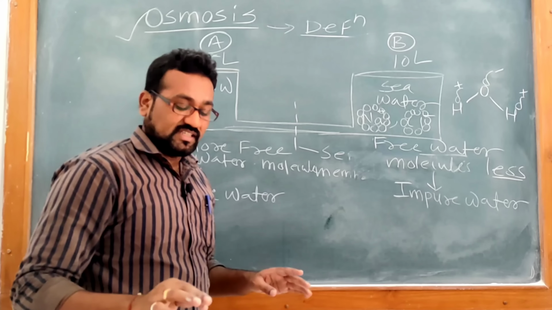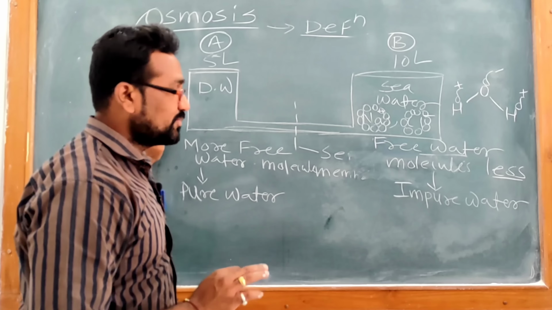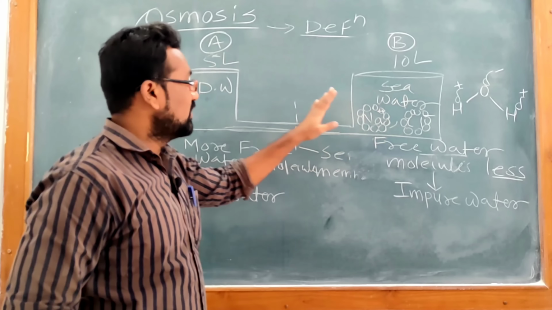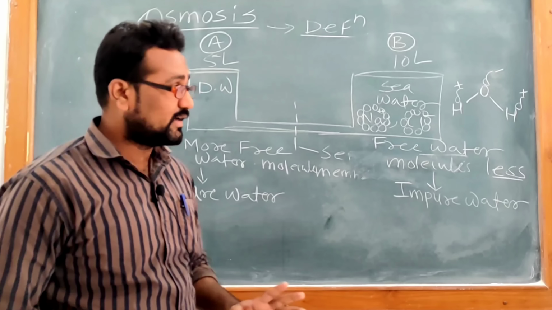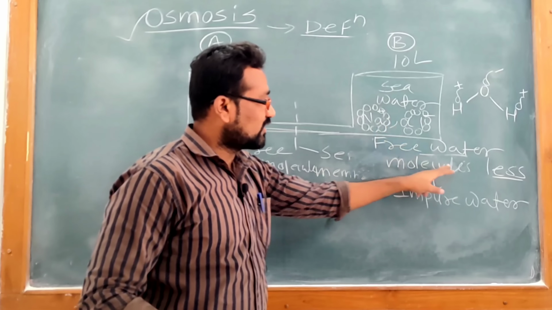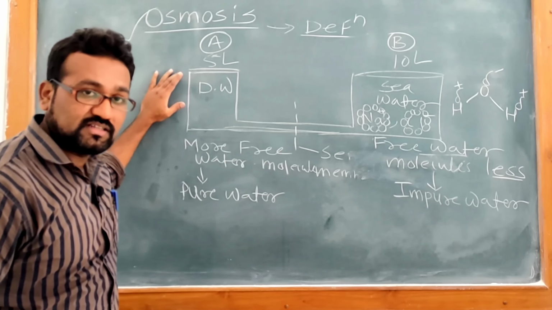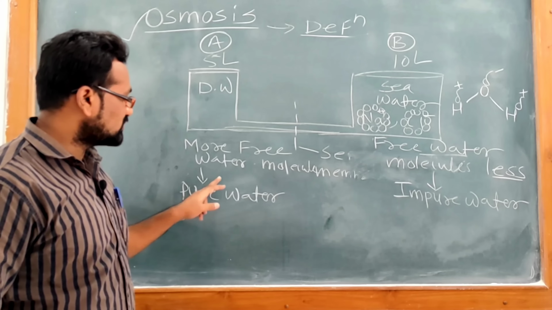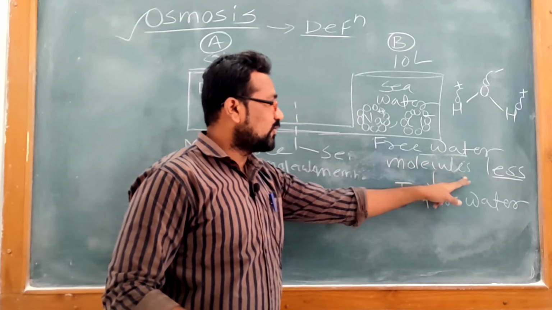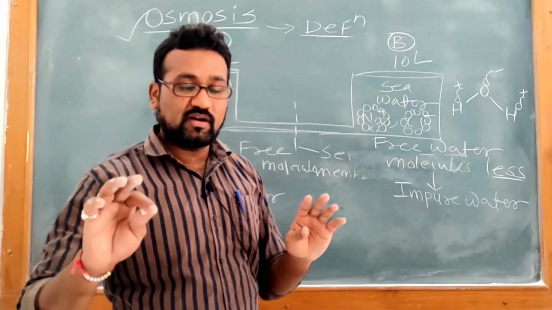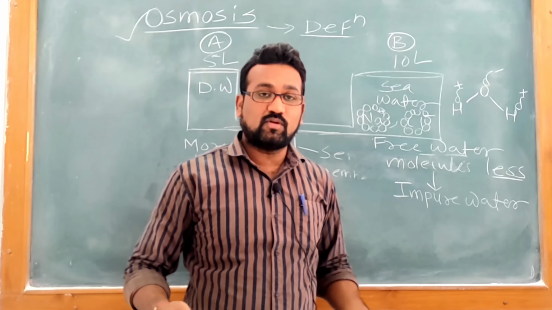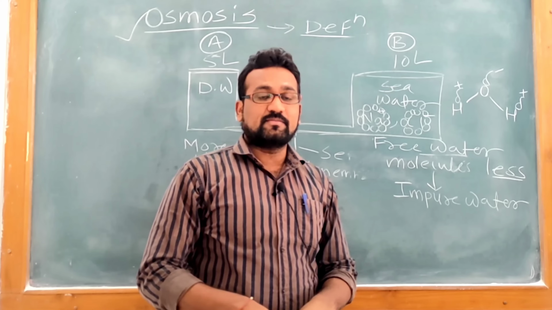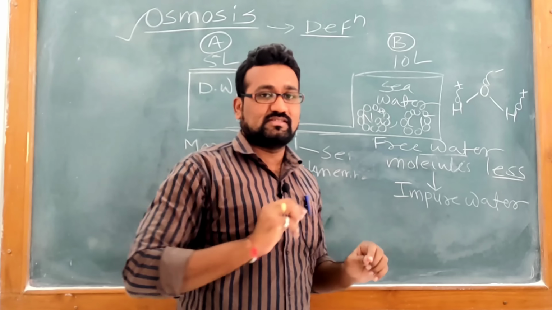So I am telling you step by step what osmosis is. First understand this example. We have two beakers, a 10 liter beaker and a 5 liter beaker. In the 10 liter beaker we have 10 liters of sea water, and in the 5 liter beaker we have 5 liters of distilled water. But although 10 liters of sea water is there, the free water molecules are less. In the 5 liter distilled water, all the water molecules are in a free condition. The more free water molecules, the purer the water, and the fewer free water molecules, the more impure the water. Are you understanding why I am saying free water molecules? Because if you add an ion here, the water molecules are going to surround that ion, so the free water molecule number will be less.